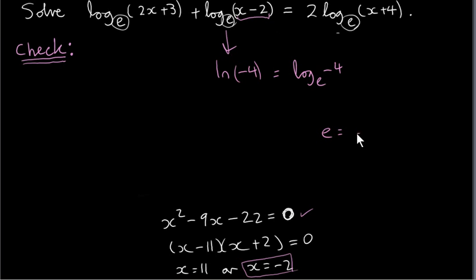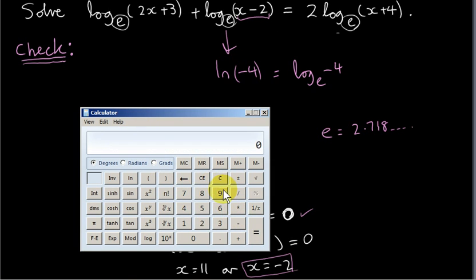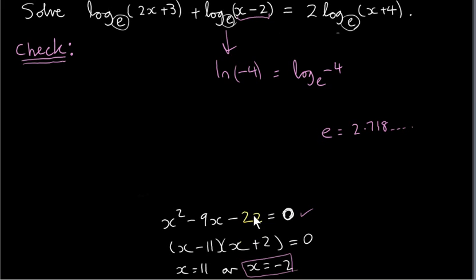ln, or log to the base e, of minus 4. e is a positive number. It's 2.718 to 3 decimal places. No matter what number we raise e to, we always get a positive number. e to the power of any number is positive, because e is positive. So if you try to work this out, you get an error. So this thing, no real number. There is no real number for ln of minus 4. So we disregard this value of x and conclude that there is one solution, x equals 11.